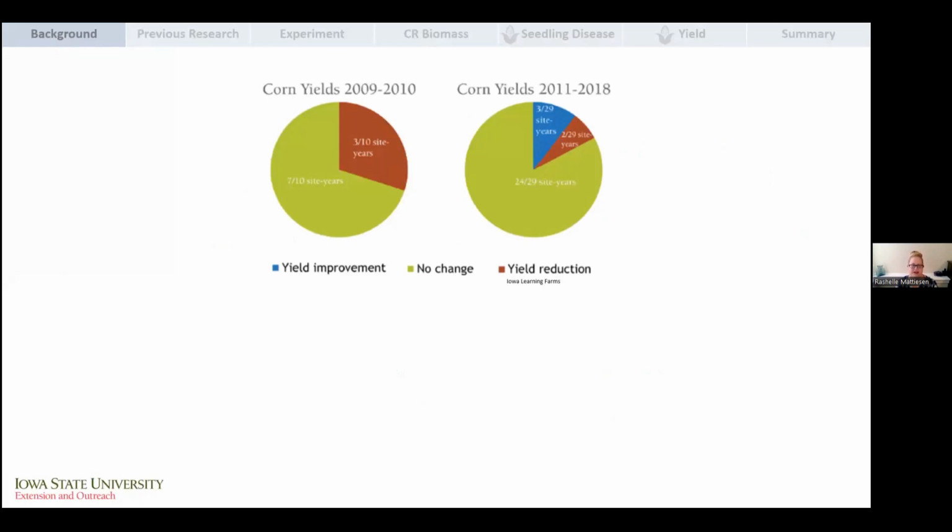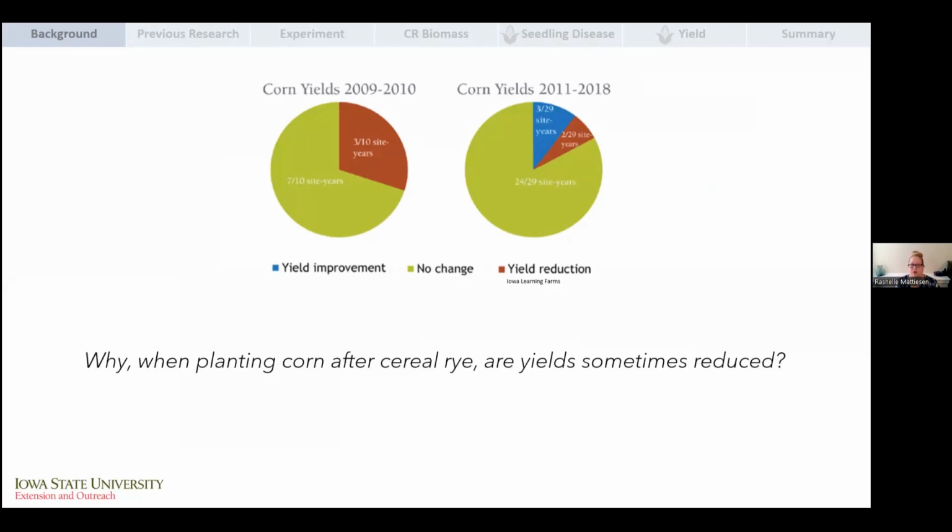Dr. Robertson and Dr. Tom Casper several years ago got together and were talking about what could impact corn yields, specifically yield drag, when there was a cereal rye cover crop planted in the fall. And they were talking about that this can be seen at some sites in some years, but not all the time. So the question arose then, why when planting corn after cereal rye, are yields sometimes reduced?